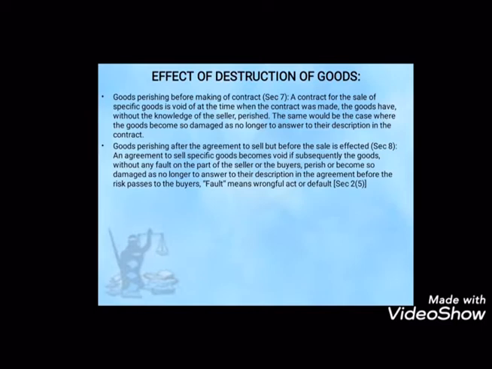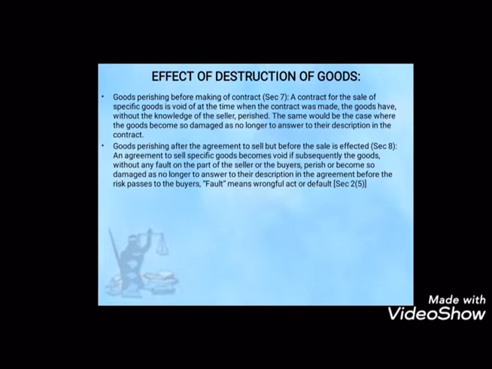Section 8. Goods perishing after the agreement to sell but before the sale is effected. An agreement to sell specific goods becomes void if subsequently the goods, without any fault on the part of the seller or the buyer, perish or become so damaged as no longer to answer to their description in the agreement before the risk passes to the buyer.